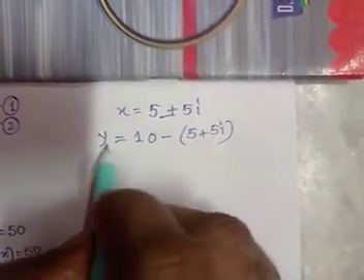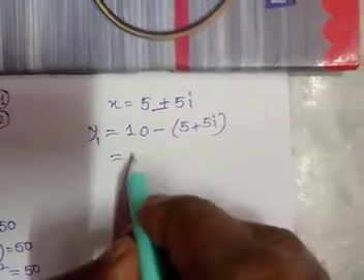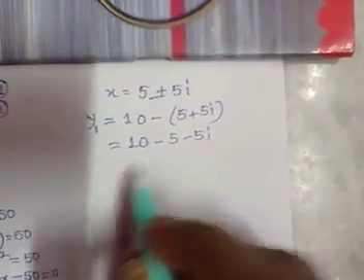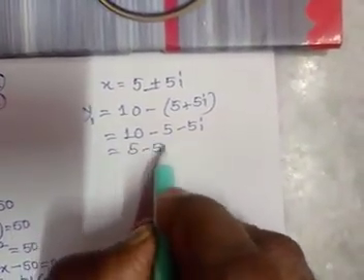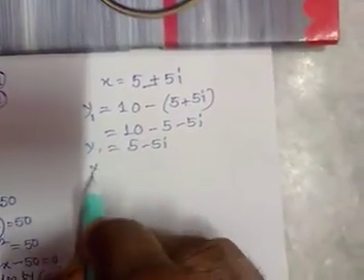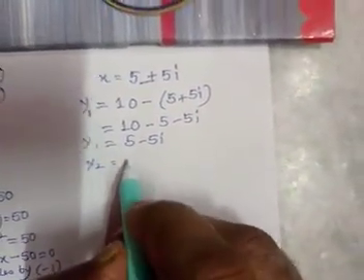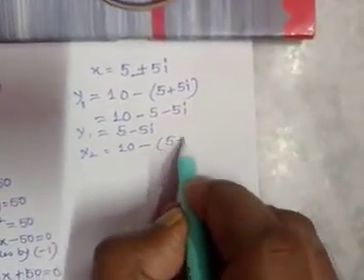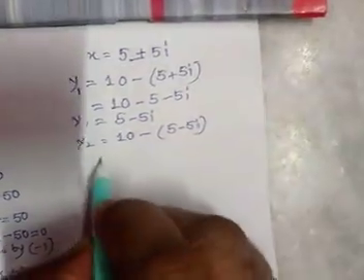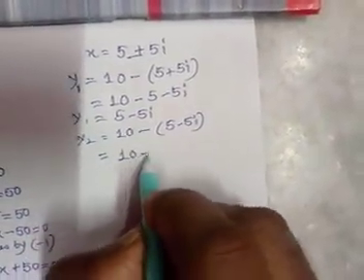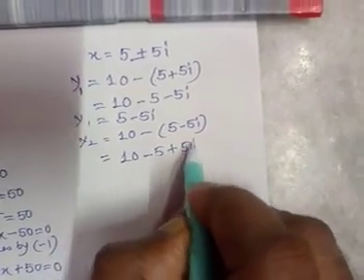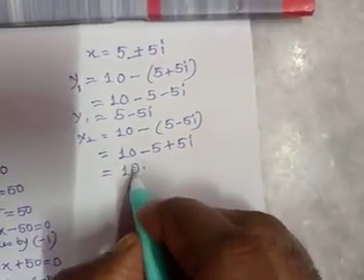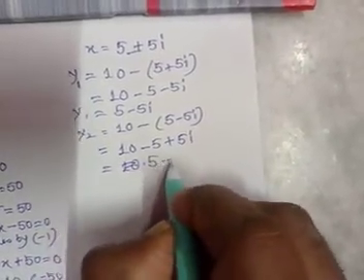So that is y1 equal to 10 minus 5 minus 5i, equal to 5 minus 5i, and y2 equal to 10 minus 5 plus 5i, equal to 5 plus 5i.